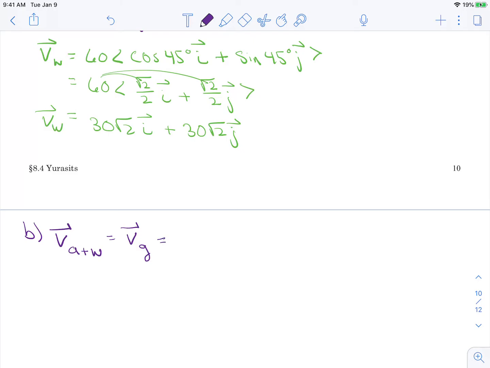So we end up getting, we're going to add these two vectors together. It was -600j plus our jet stream.